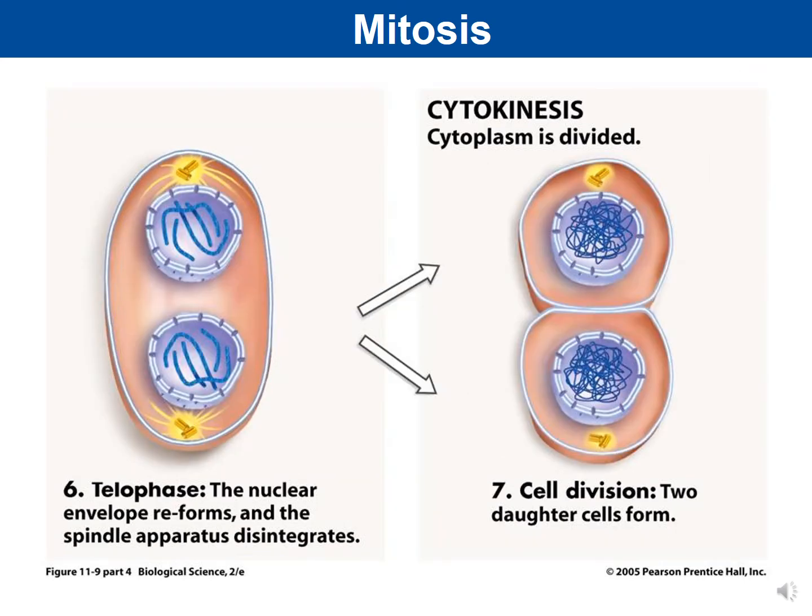Now, while the cell is undergoing telophase, simultaneously you're going to see it undergoing cytokinesis. Cytokinesis is going to allow the cell to divide the cytoplasm. The cytokinesis is going to occur when the cytoplasm is split. And you're going to see in a minute the differences between how plant cells do cytokinesis and how animal cells do cytokinesis.